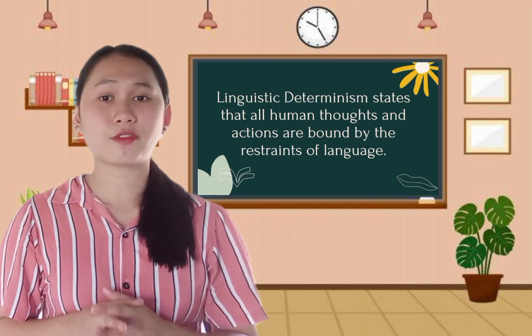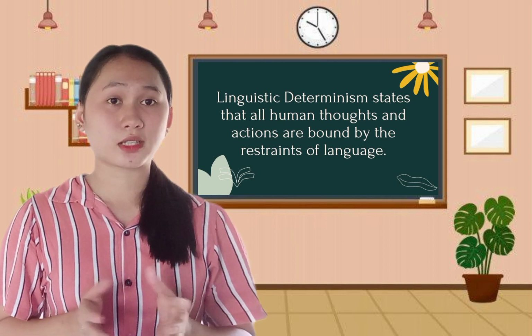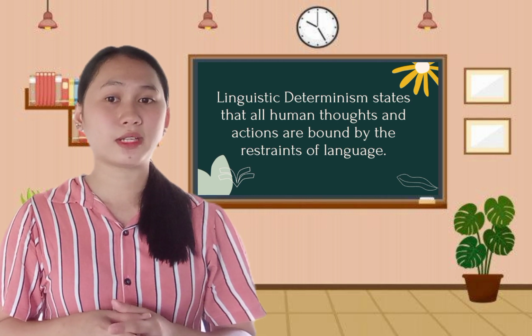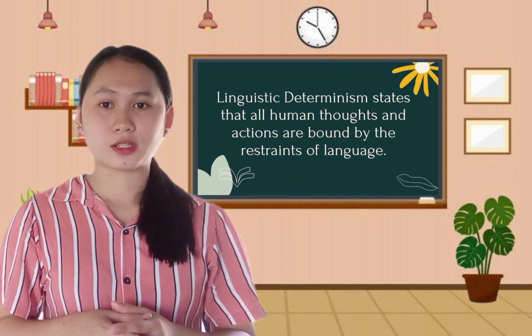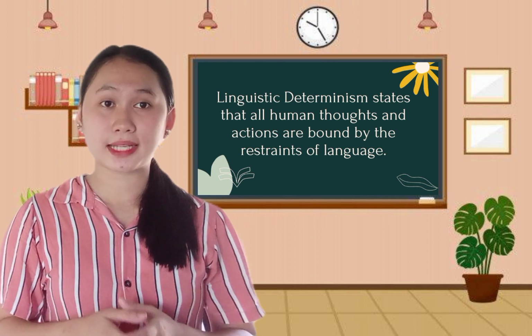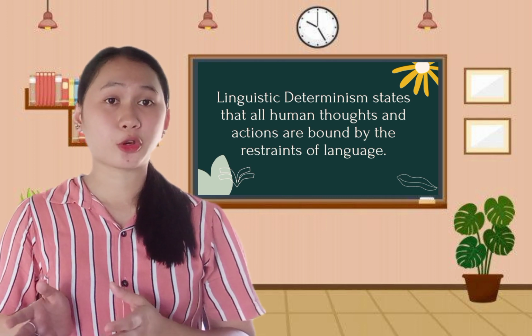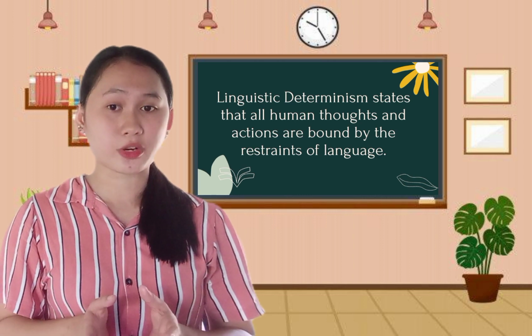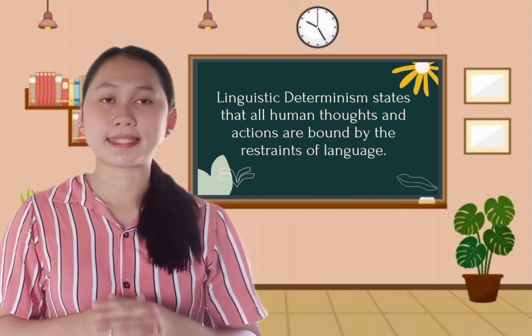So when we say the strong version, which is the linguistic determinism, it states that all human thoughts and actions are bound by the restraints of language. So when we say linguistic determinism, it is thought determined by language. Also, linguistic structure determines the cognitive structure.